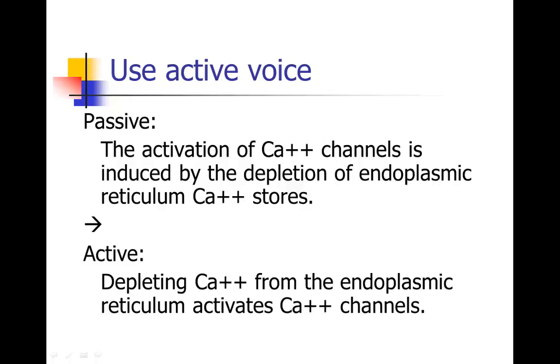And notice that I got rid of one of these extra words here because we had that the depletion was inducing the activation. And when you put it in the active voice, you can see that you've got these two verbs. Induced and, well, activation is a noun that could have been a verb. So I took that activation and turned it back to the verb, and I got rid of the induced part because I didn't need to say activates twice. So that makes that sentence a lot shorter, a lot crisper. So depleting calcium from the endoplasmic reticulum activates calcium channels. It's very direct.